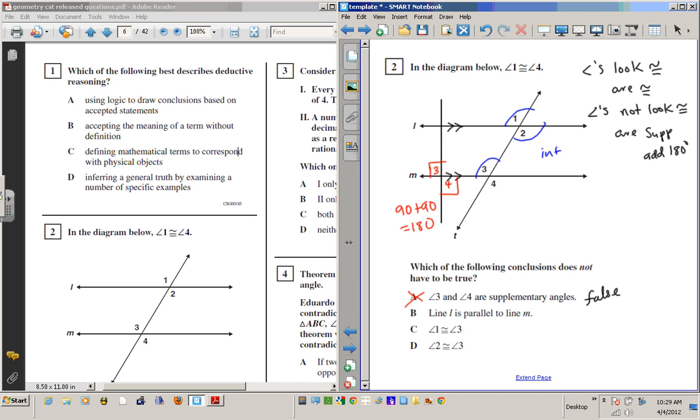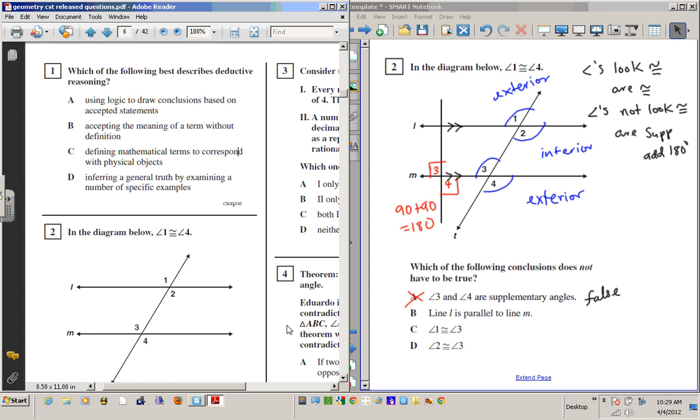This is interior, and this is the exterior, and this is the exterior. Okay? Exterior. Alright, so the answer to this one is A, because they do not necessarily have to be supplementary. Two obtuse angles are not supplementary. Alright? Okay, let's move on to question number 3.